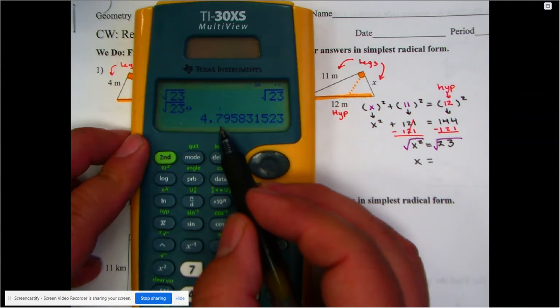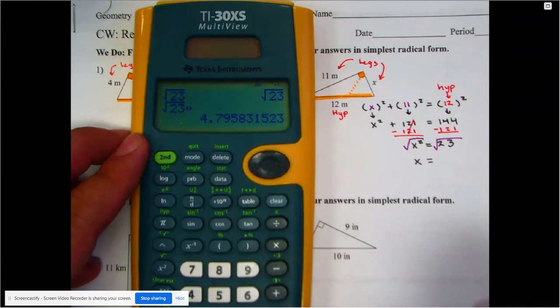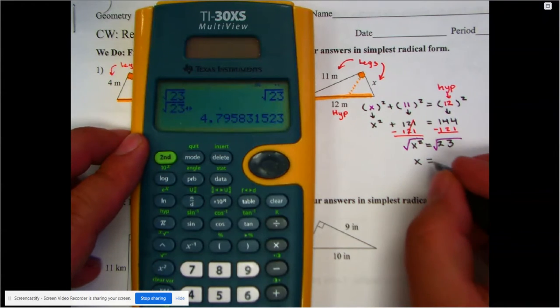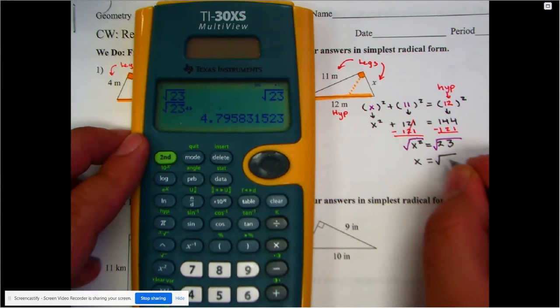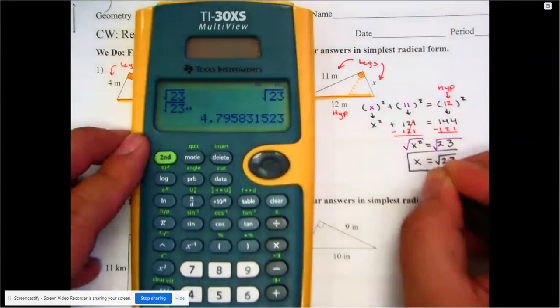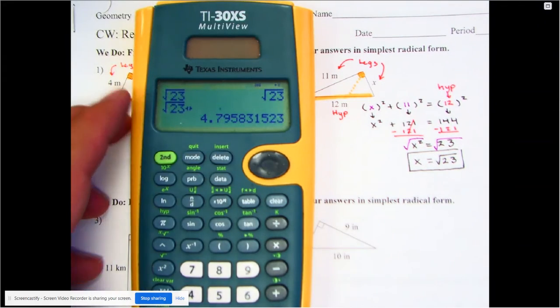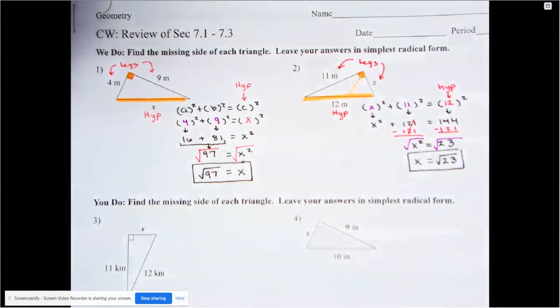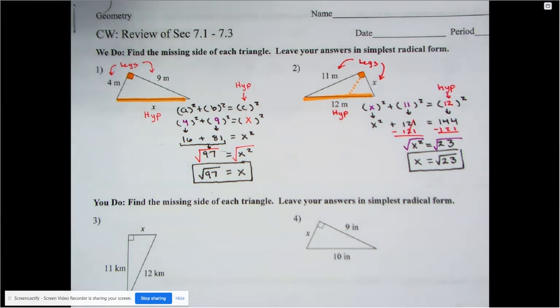Look at that. That's not a nice answer, right? It's a decimal. Well, they never said anything about rounding. They said leave your answer in a simplified radical form. There's my exact value. So no decimals here today. Just give us that radical that belongs as our solution. So this is Pythagorean theorem once again, as a reminder of how it works.